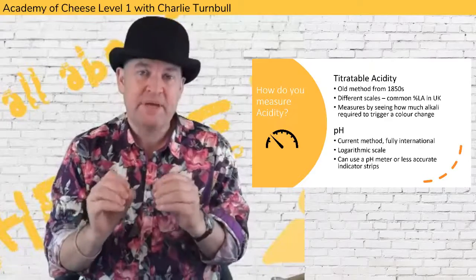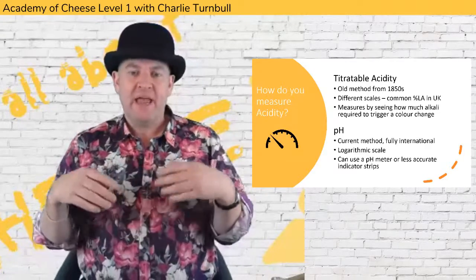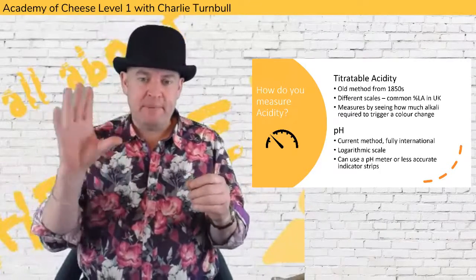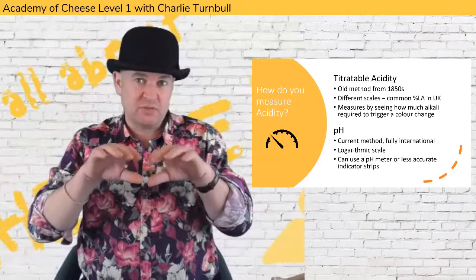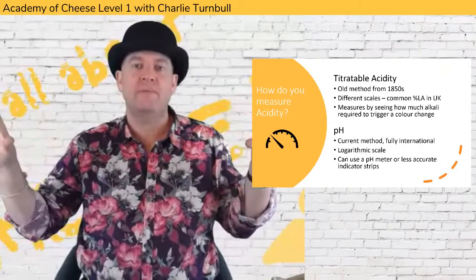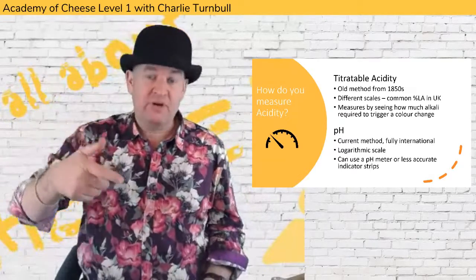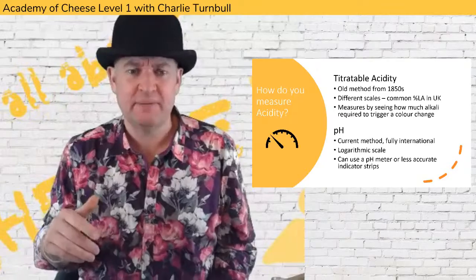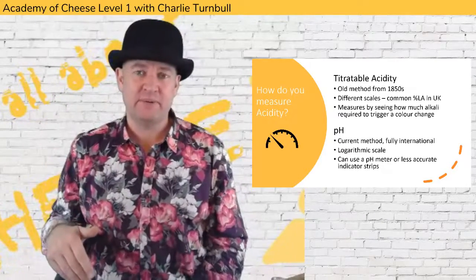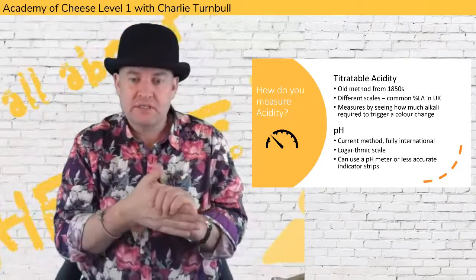More important is pH. pH is the gold standard in acidity measurement. It's fully international. Everyone uses it the same. And it's small p, big H. It's a logarithmic scale, as discussed, which means the further away you get from 7, the more extremely acid or the more extremely base you get. And you can use a pH meter, which is great. They're not cheap, but they are very effective. Every cheesemaker is going to have a pH meter, because we need to track that acidity through the cheese make process. So very important.